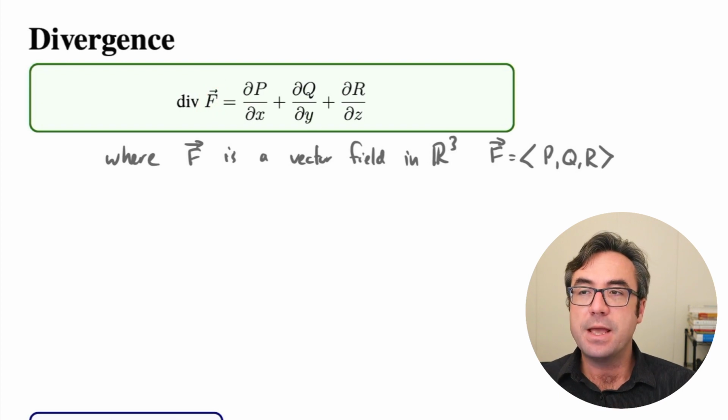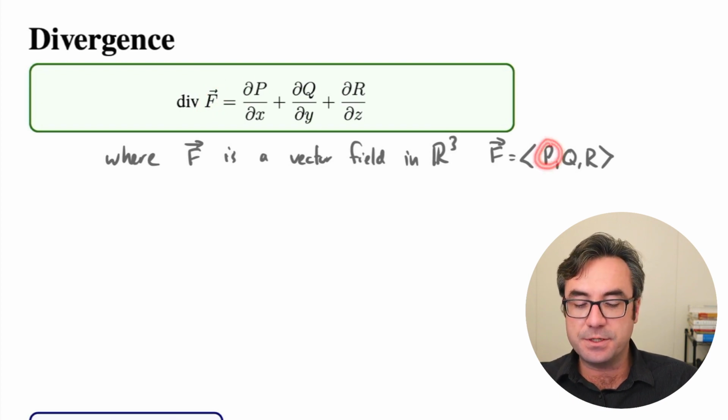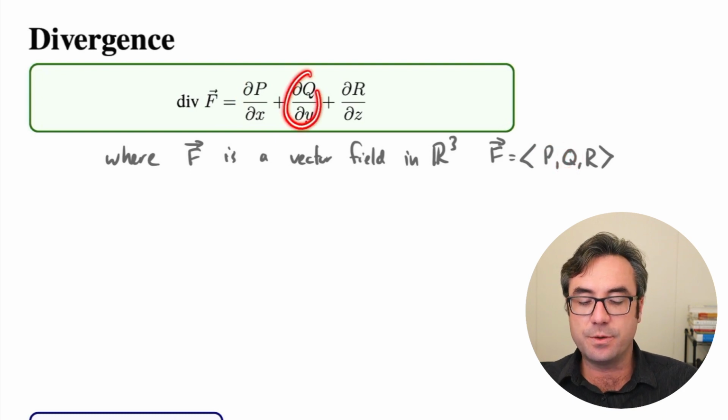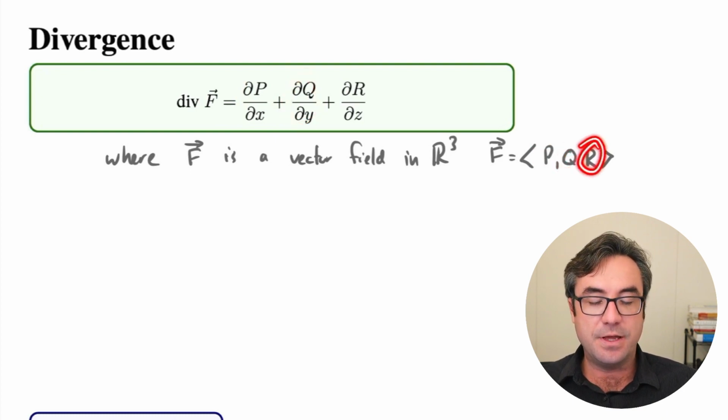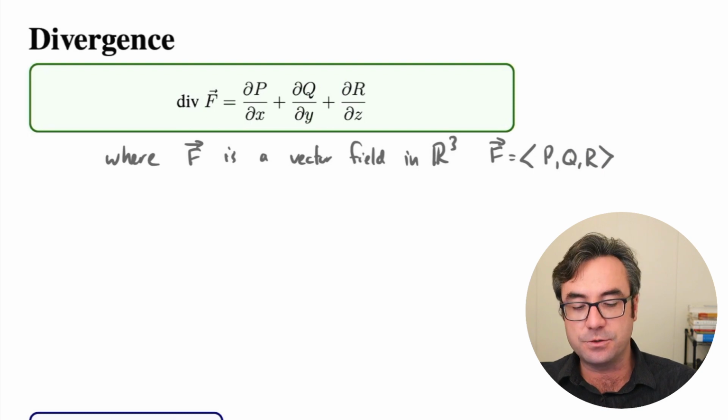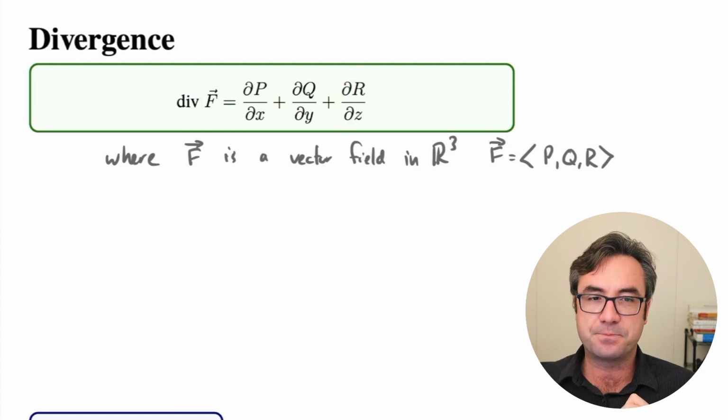And the way we calculate the divergence of this vector field, we call this div of function F, and we take the first component, do the partial with respect to x, take the second component function, do the partial with respect to y, and then take the third component of our vector field, do the partial of that with respect to z, and then we just add up the results.